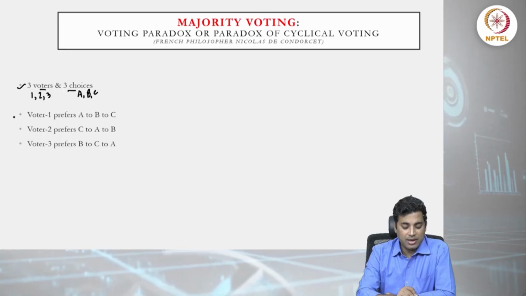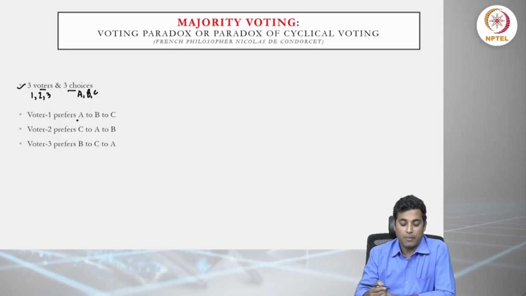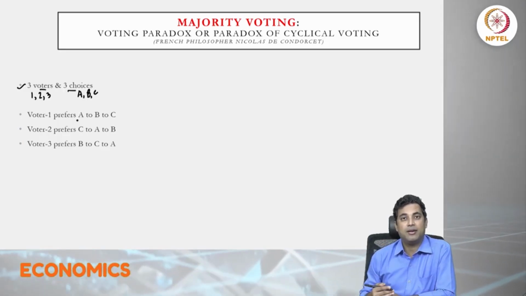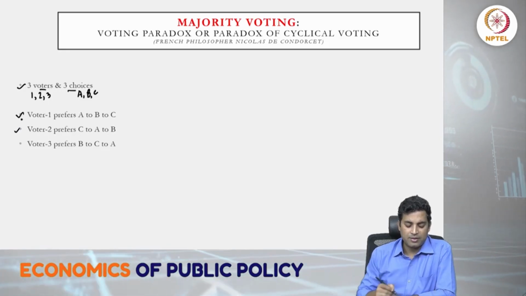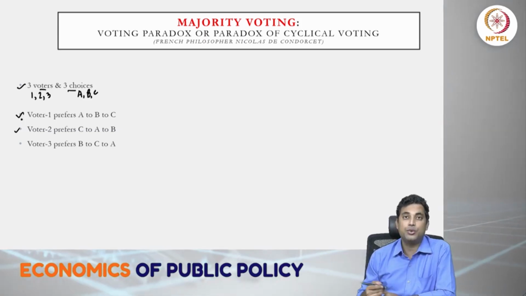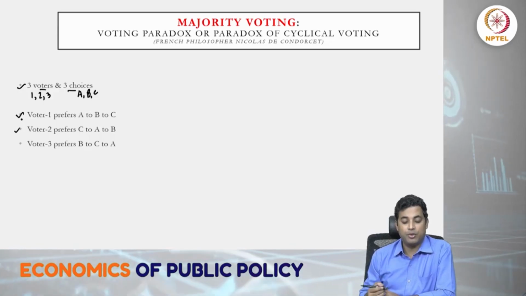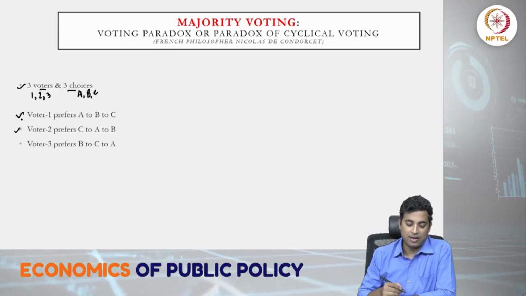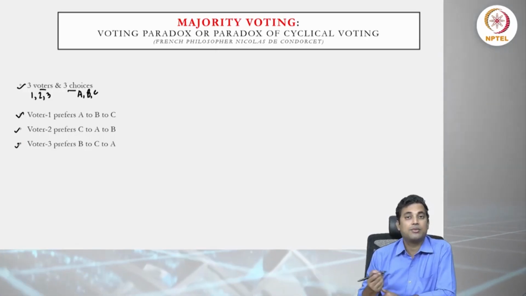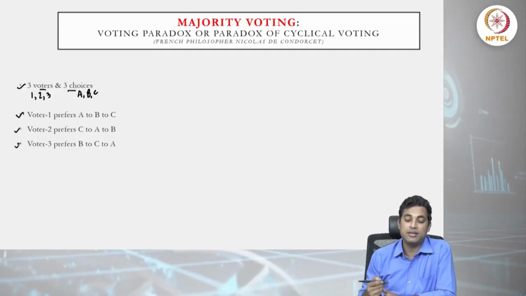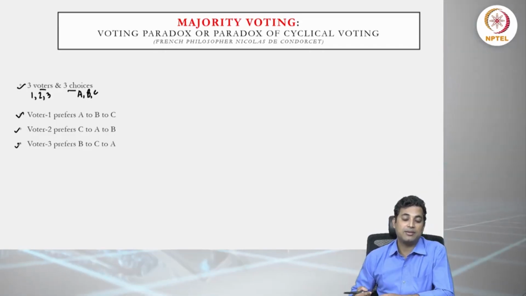Assume case number 1, where voter 1 prefers A to B and B to C, and therefore A is very clearly the most preferred one for voter 1. Say voter 2 prefers C to A and A to B. So clearly voter 2 is giving more preference to C as compared to A and B. Likewise, voter 3 prefers B to C and C to A. So that's how we get the 3 possibilities.